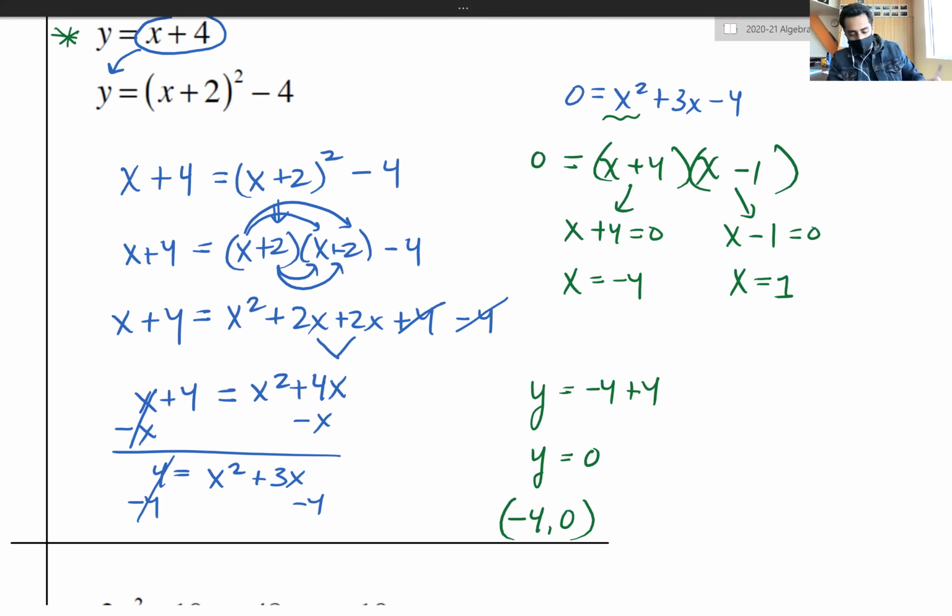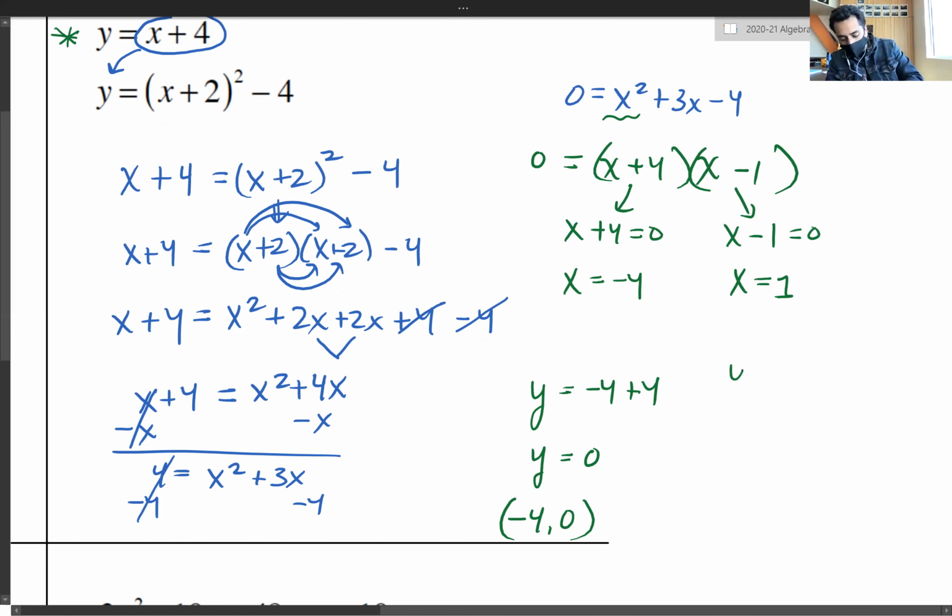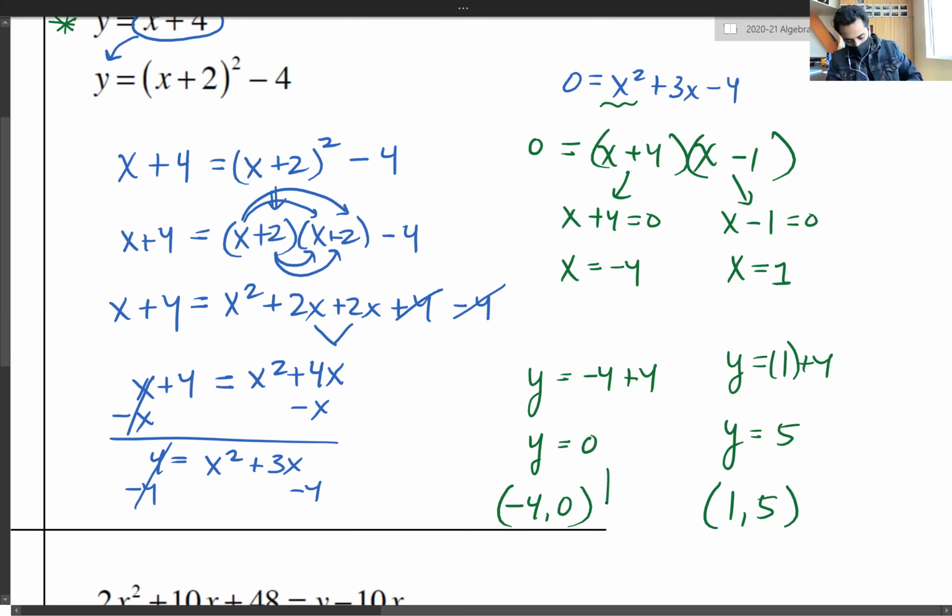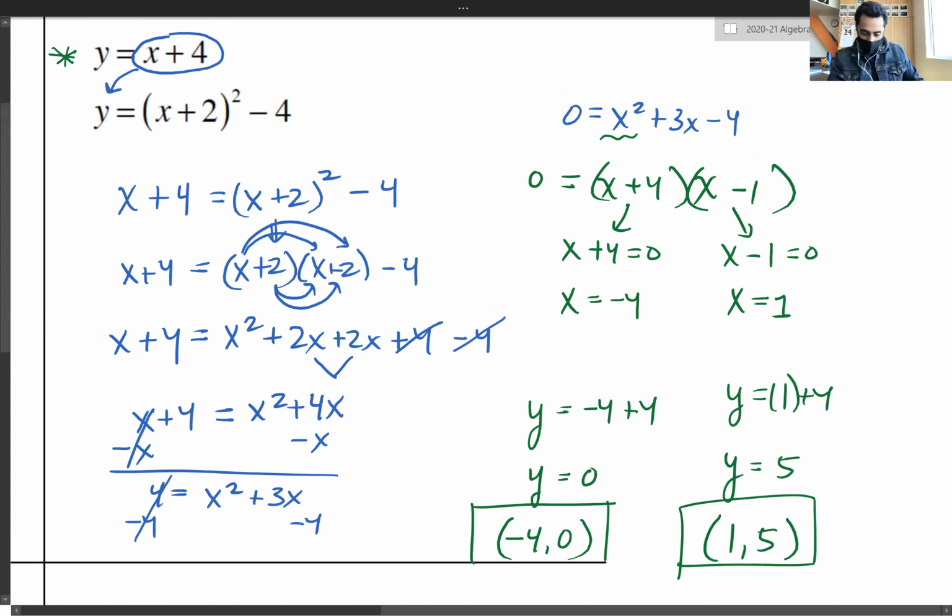All right, now we do the same when x is equal to 1. So y is equal to 1 plus 4. So y is equal to 5. So we should have a point of intersection at 1 comma 5. So these would be my two solutions right here, right? These represent solutions to the system. Okay, any questions there?